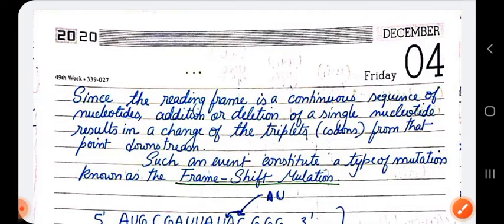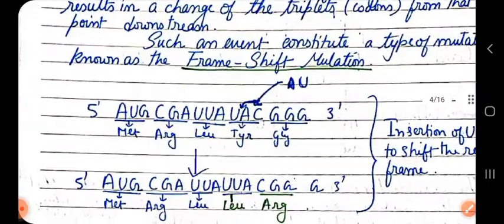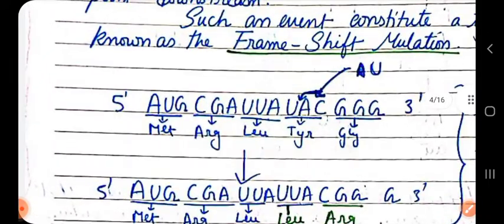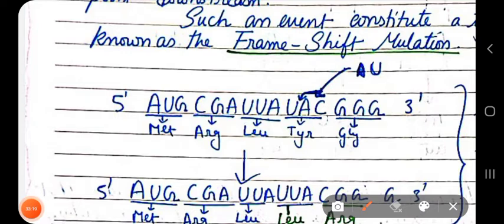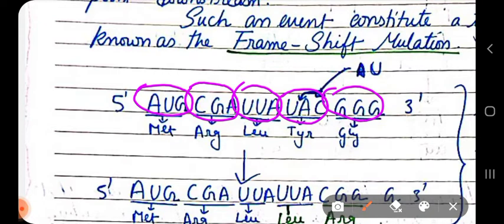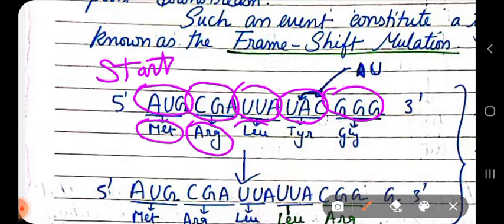Let us see the figure to make it easier to understand. You can see a series of codons written here: AUG, CGA, UUA, UAC, GGG. Each of these codons codes for a particular amino acid. AUG codes for methionine, and it is the start codon. Then CGA codes for arginine, UUA codes for leucine, UAC codes for tyrosine, and GGG codes for glycine.